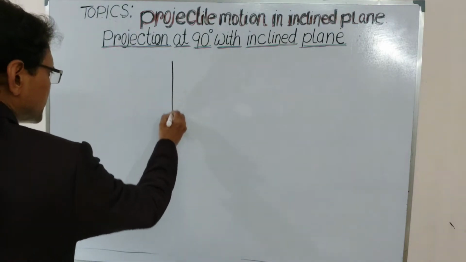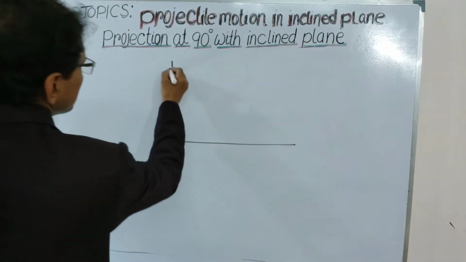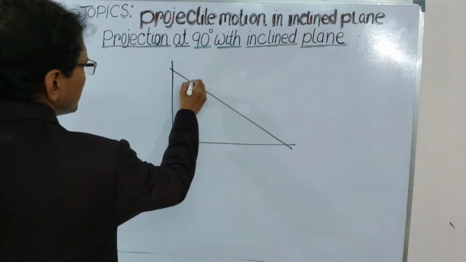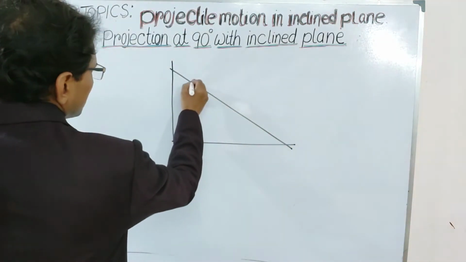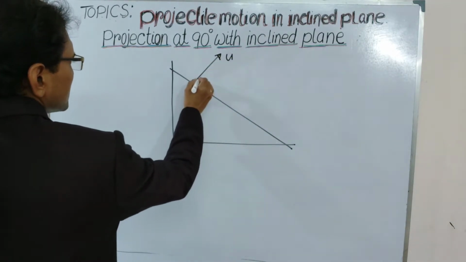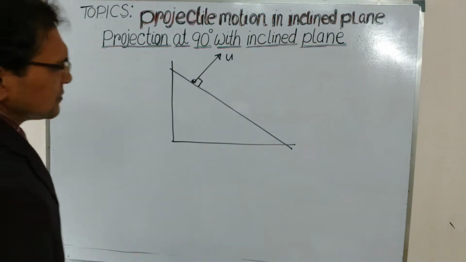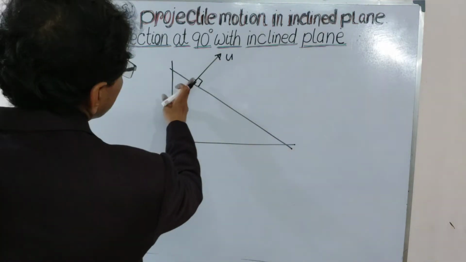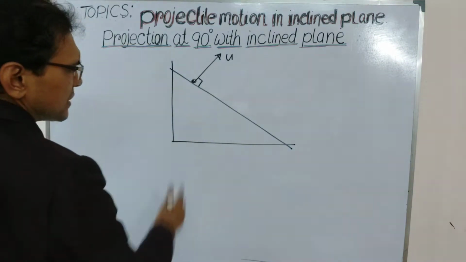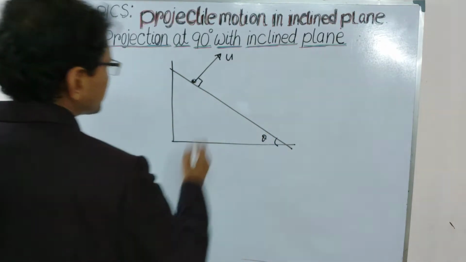Suppose this is an inclined plane. Now here a body is projected at 90 degrees with velocity u. A body is projected from the inclined plane at 90 degrees to the inclined plane. Suppose this angle is theta.